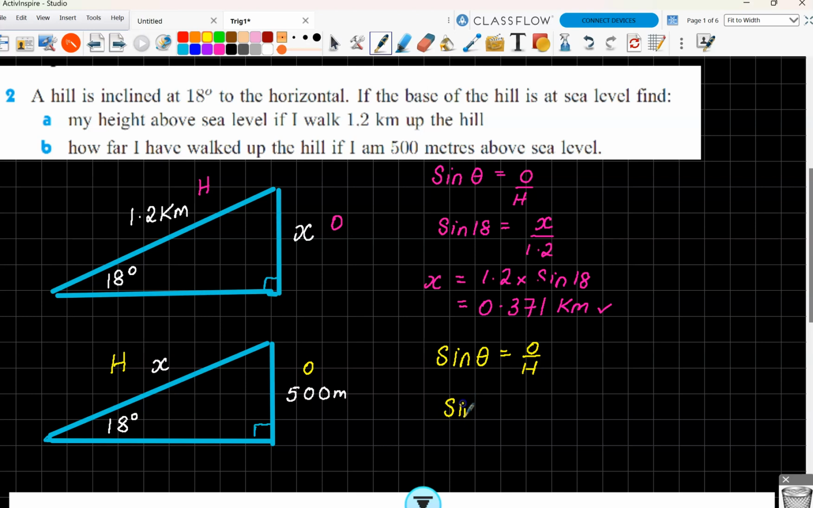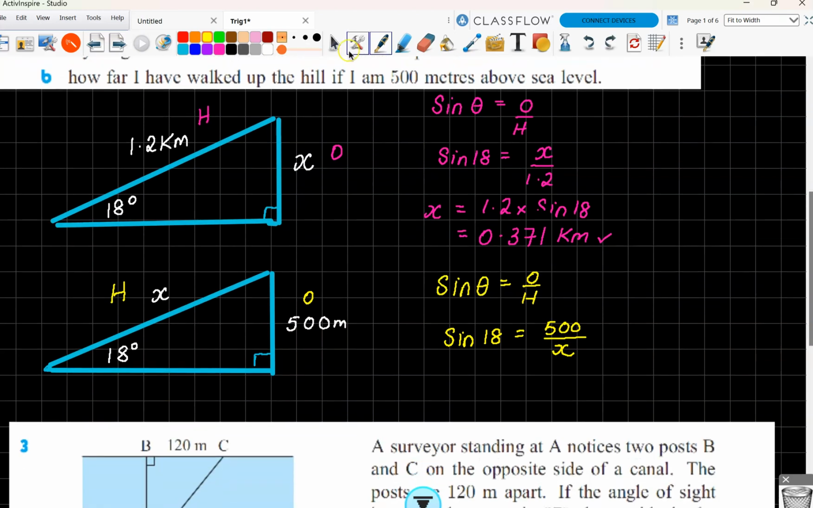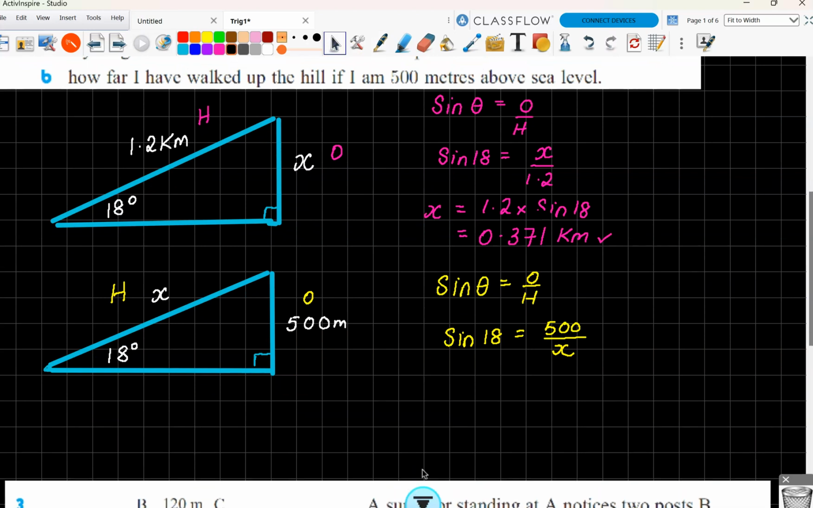But this time, when we substitute our information in, the angle's still 18, but our opposite is 500 and our hypotenuse is x. So this is one of those examples where your unknown is at the bottom. And hopefully we all recall that that's when we do the switcheroo. So we switch and we say, therefore x is 500 over sine 18, and off to the calculator you go.